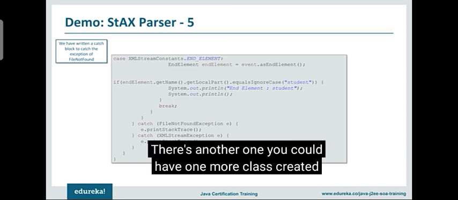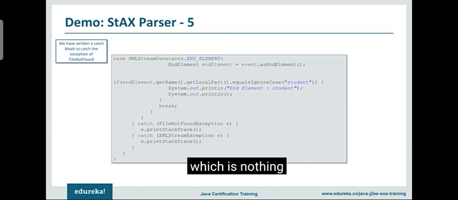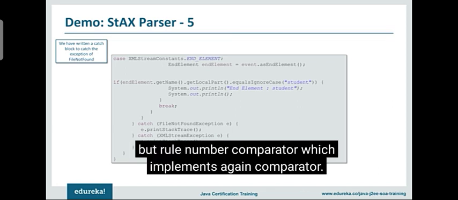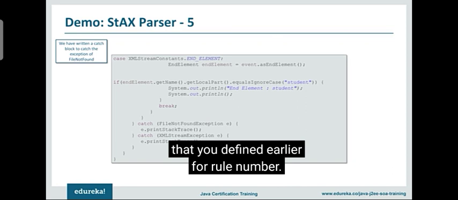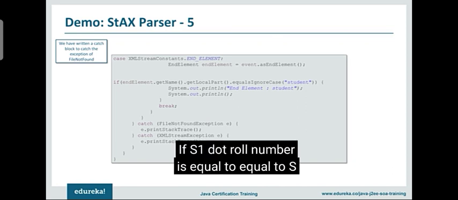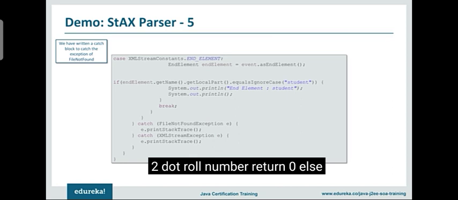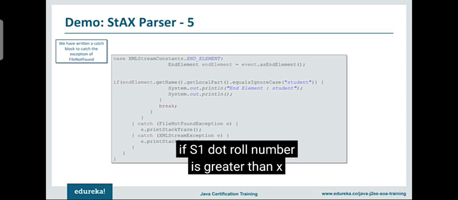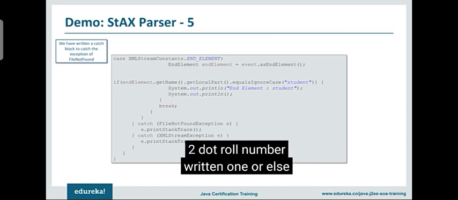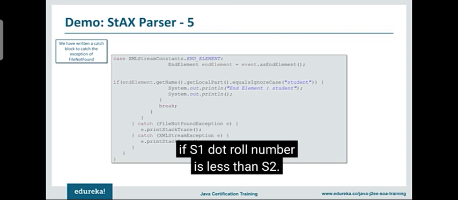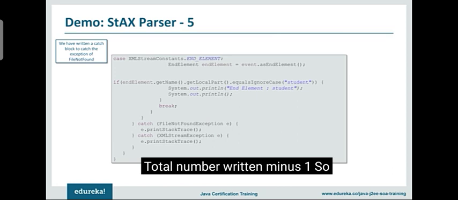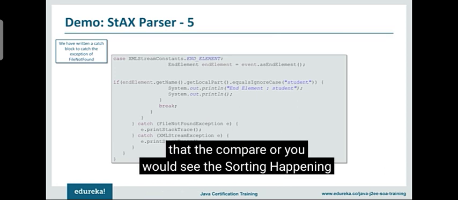There's another one. You could have one more class created, which is nothing but RollNumberComparator, which again implements Comparator. Here you would use the same logic that you defined earlier for roll number. If s1.rollNumber is equal to s2.rollNumber, return 0. Else if s1.rollNumber is greater than s2.rollNumber, return 1. Or else if it is less, return -1. Based on this logic, you would see the sorting happening.